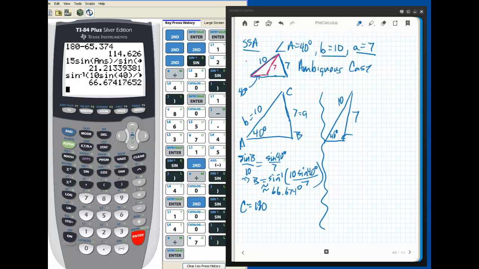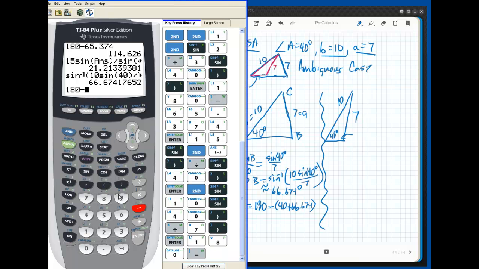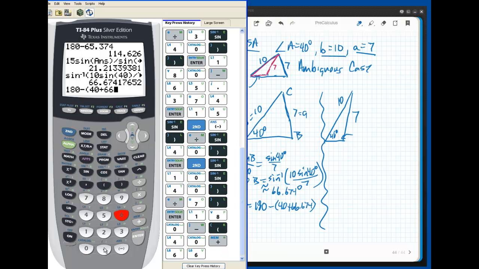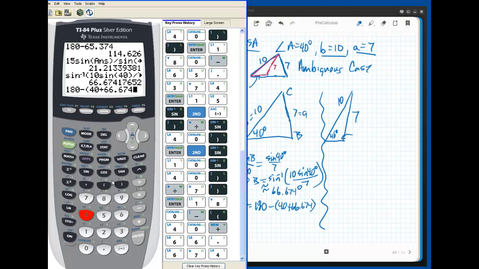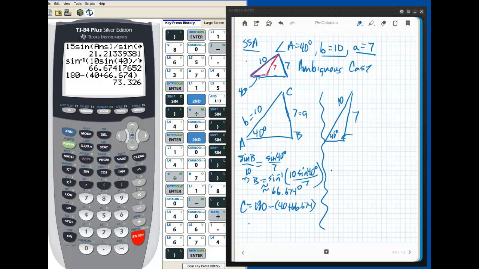I'm going to get 180 minus the quantity 40 plus 66.674, and I'll just do that on my calculator real quick. 180, because I don't want to bore you guys with that, and then 40 plus 66.674, right? Enter. So I'm going to get angle C is approximately, remember it's rounded, 73.326. Sweet.